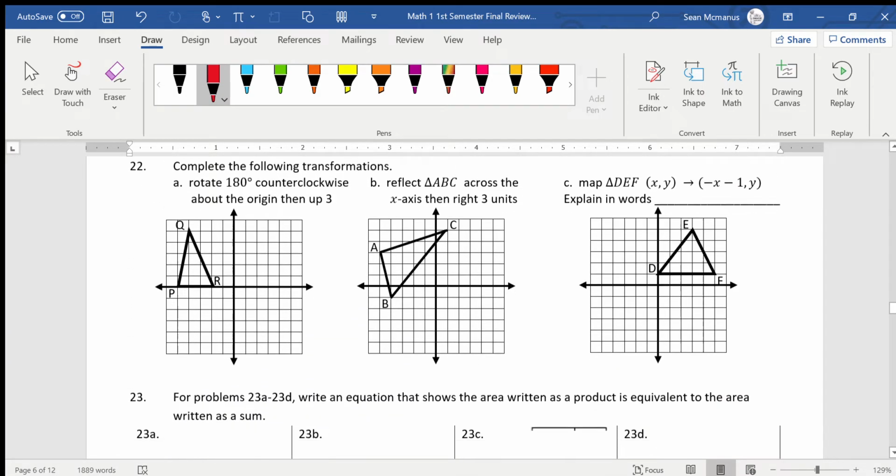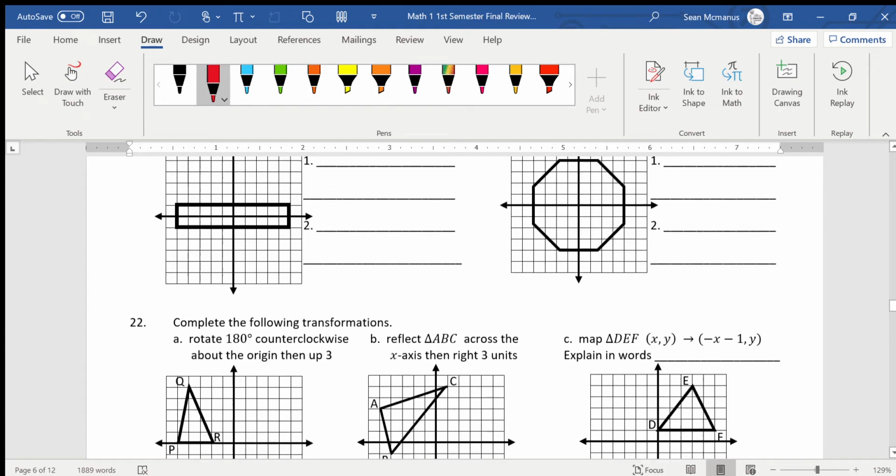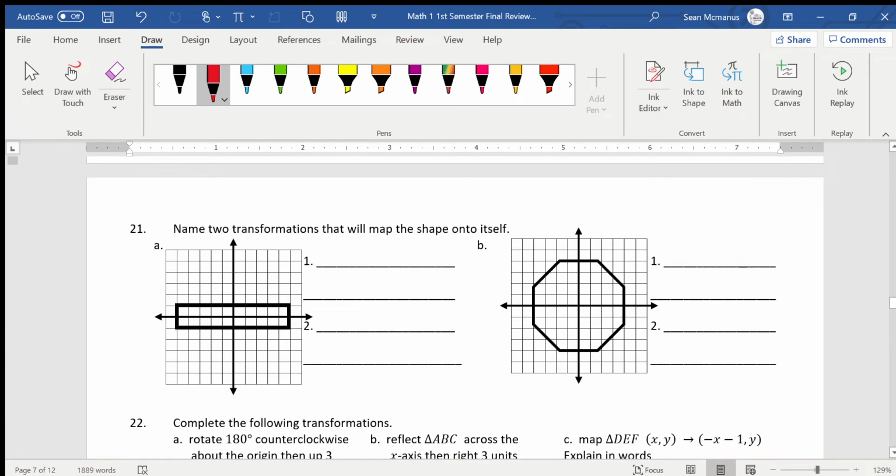All right, and I'm just going to go ahead and try and crank these out. It might be a longer video, but we'll just have one video for all the transformation stuff. So these two are pretty easy right here. So name two transformations that will map this onto itself.